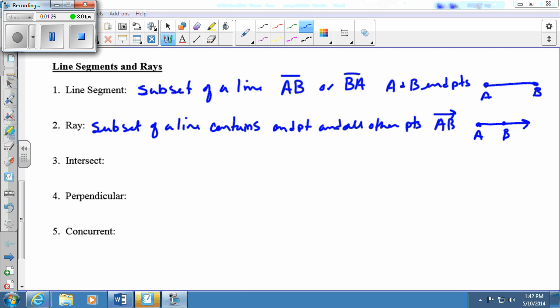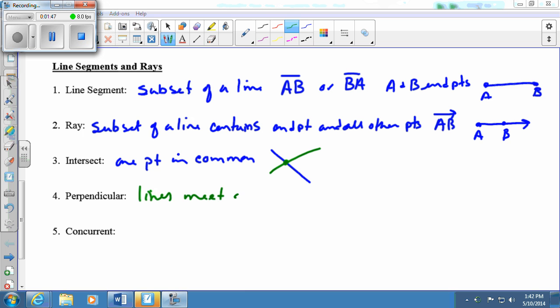Intersect. Two lines intersect if they have one point in common. So we say we have intersecting lines. So this blue line will intersect this green line because they share one common point. Perpendicular happens when you have these lines and they meet at a right angle. So what would that look like? Those two lines are perpendicular. So when we say they meet at a right angle, since we haven't talked about angles, we need to make sure you recognize that as a 90 degree. And this sometimes is the symbol that we use for perpendicular.